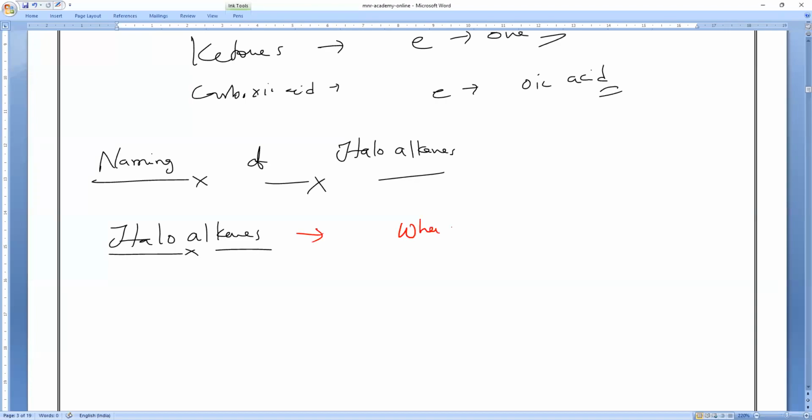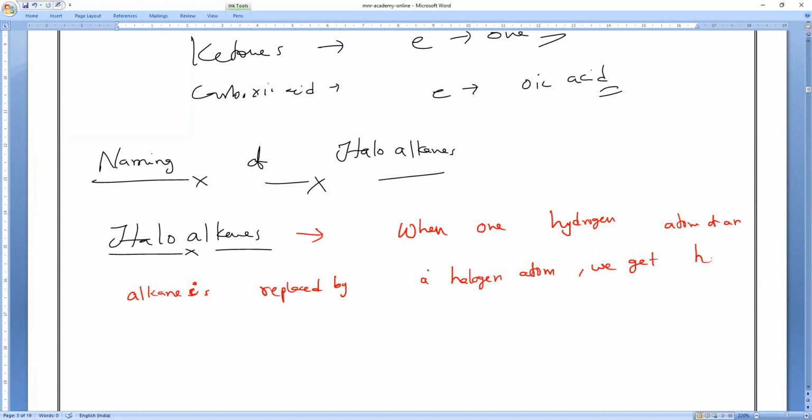Haloalkanes means what? When one hydrogen atom of an alkane, I told you already, alkane alone, is replaced by a halogen atom, we get haloalkane, or we can say halogenoalkane. So both are the same.